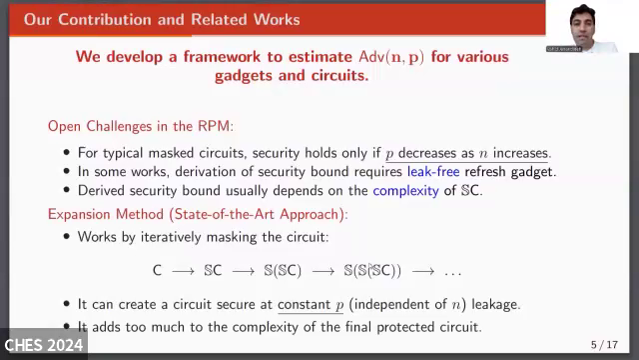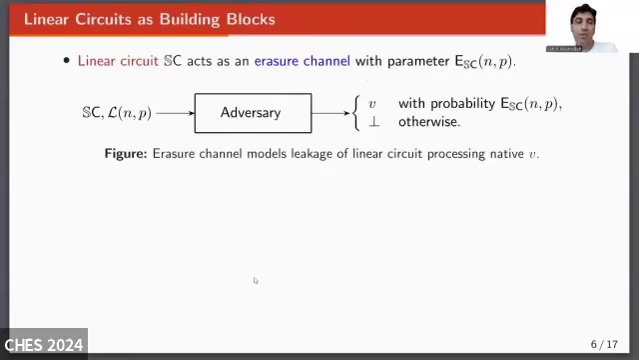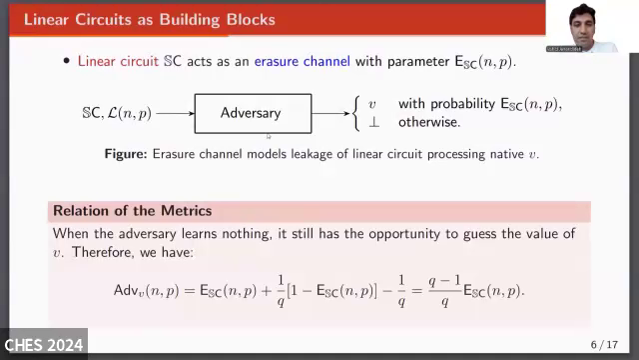Our approach is to estimate the value of advantage without introducing any other compilation approach. So, as a starting point, for linear circuits, we show that they act as an erasure channel with some parameter. That is, if the protected circuit is linear and random probing model leakage is available, the adversary will either directly recover the native variable with some probability or will learn nothing about it. The metrics that are defined so far are related. So advantage and ESC, the erasure channel parameter, are easily related.